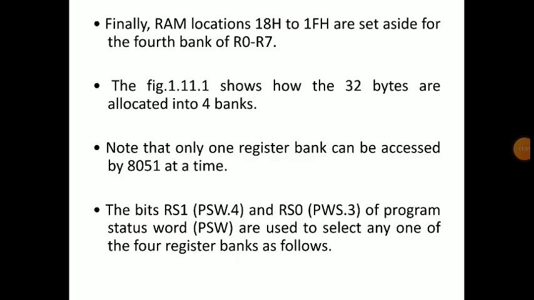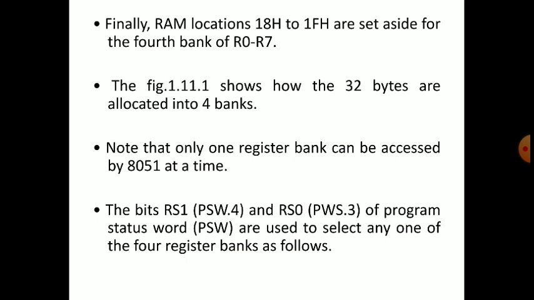Note that only one register bank can be accessed by the 8051 at any time. So at any point of time, we can access only one register bank, either bank 0, bank 1, bank 2, or bank 3. And by default, it will be bank 0. Unless we specify otherwise, it will access the bank 0 registers. The bits RS1 and RS0, that is the program status word register's fourth bit, or you can call it the fifth bit, because we count from 0, right? PSW.0, .1, .2, .3, and .4, that is the fifth bit.